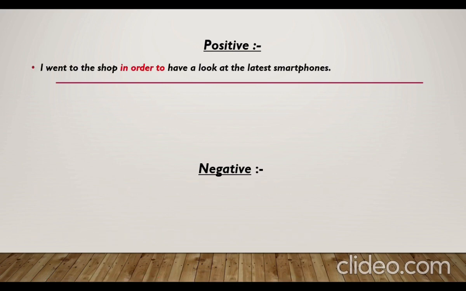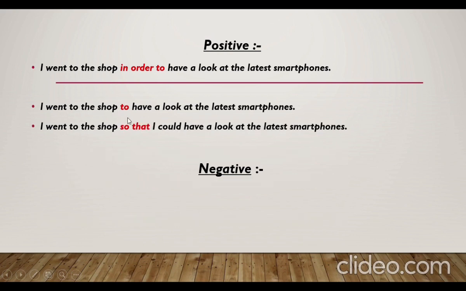I went to the shop in order to have a look at the latest smartphones. Let us rephrase the same sentence by using the other expressions that we have. Here we used in order to. I went to the shop to have a look at the latest smartphones. Here we used to. I went to the shop so that I could have a look at the latest smartphones. We used so that. The last sentence: I went to the shop so as to look at the latest smartphones.